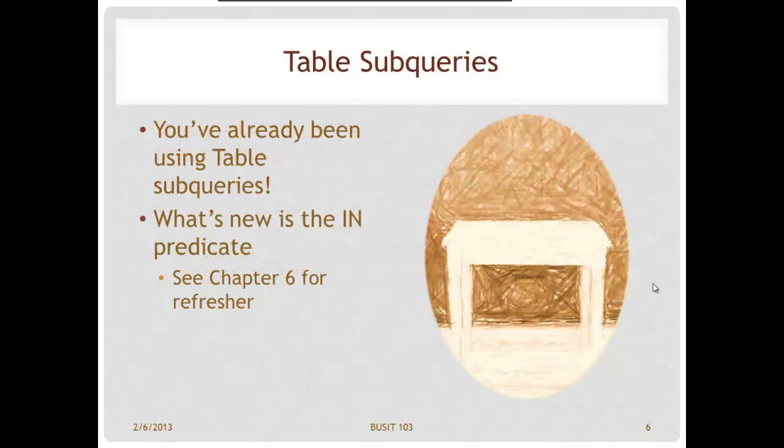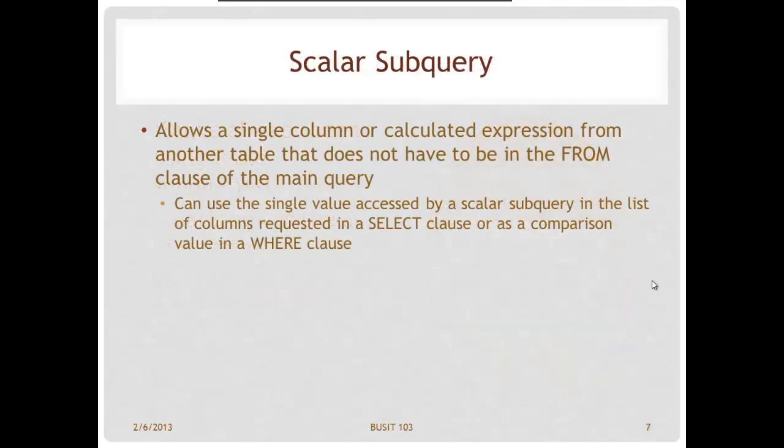Table subqueries. You've already been using table subqueries. What's new is the IN predicate. And to have a refresher, check out Chapter 6 of the book. Scalar subqueries allow a single column or calculated expression from another table that does not have to be in the FROM clause of the main query. You can use the single value assessed by a scalar subquery in the list of columns requested in a SELECT clause or as a comparison value in a WHERE clause.